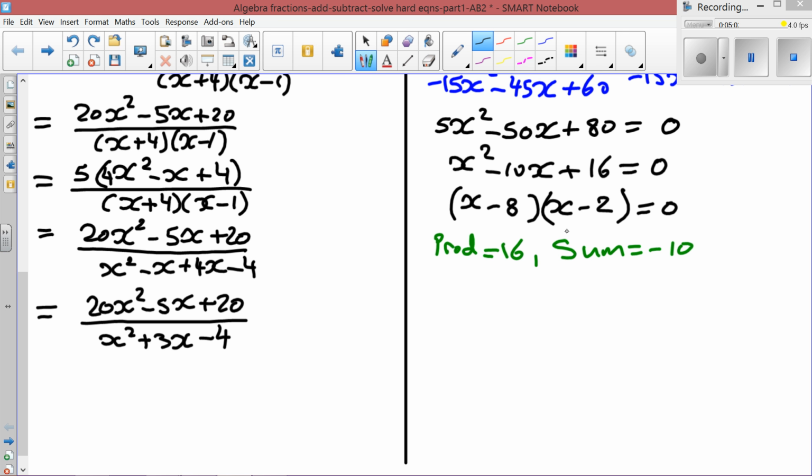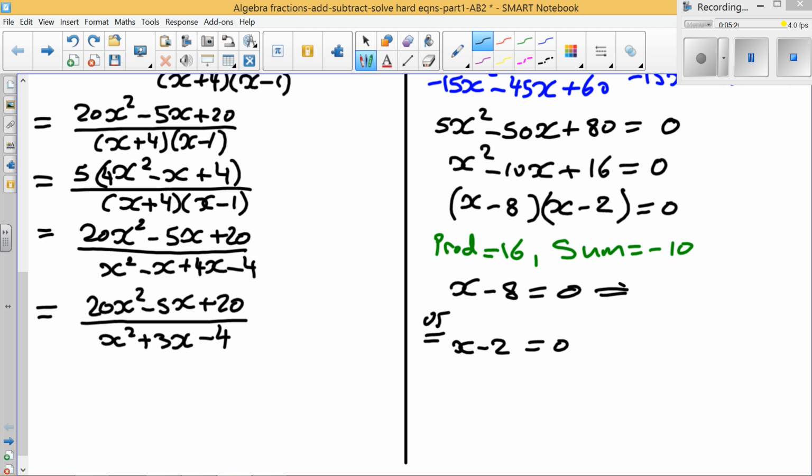Now I have two brackets multiplied together to give me 0. So either the first bracket is 0, or the second bracket is 0. So either x minus 8 is equal to 0, or x minus 2 is equal to 0. And that gives me x equals 8, and that gives me x equals 2. And these are the two possible solutions to that equation. We're done.